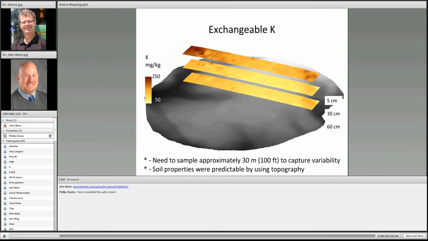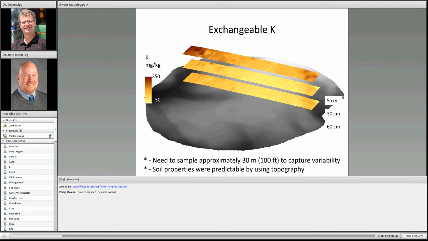I show potassium here, but we also did texture, carbon, depth of soil, and some other measurements that we made across the field. But for almost all of the properties, the sampling distance was pretty short, and so it would be pretty costly to sample this field and use these kriging techniques to interpolate between the points.